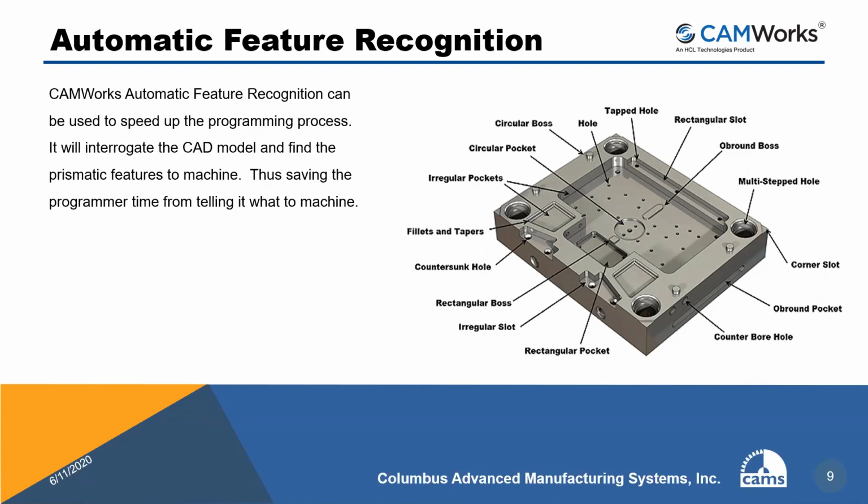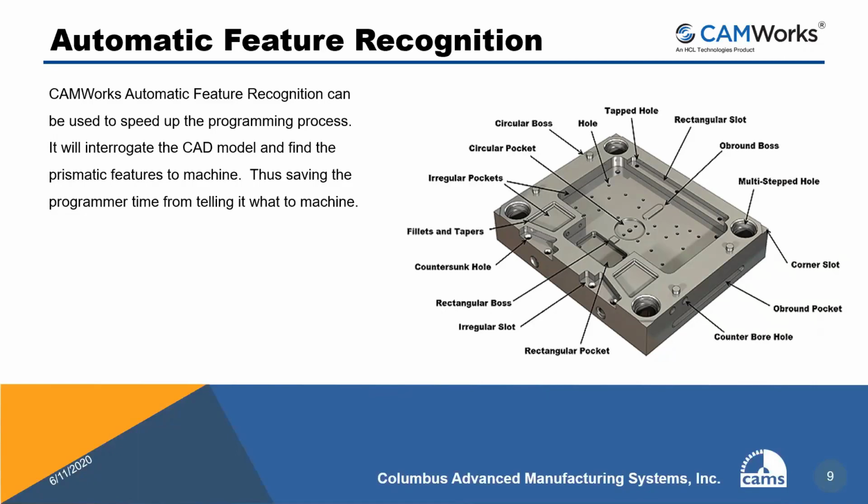And here's an example part of some of the features that it will find automatically and create for you. So the goal is this: if it can create them automatically, it saves mouse clicks to speed up programming. So you can see it'll find circular bosses, circular pockets, irregular pockets, fillets and tapered pockets, countersunk holes, irregular bosses, or rectangular boss, irregular slot.